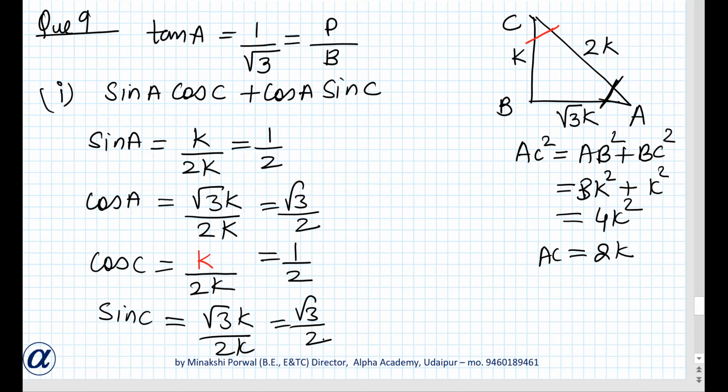Okay, so we'll substitute all these values here. This is 1 by 2. Cos C is again 1 by 2. Cos A is root 3 by 2. And sin C is also root 3 by 2. That is equal to 1 by 4 plus 3 by 4. That is equal to 1. Okay, so this is the answer.